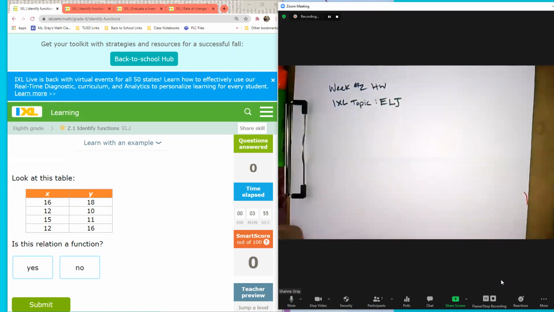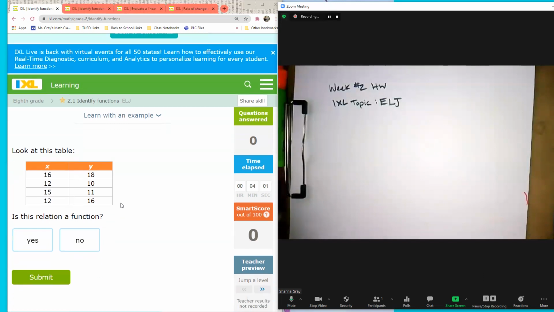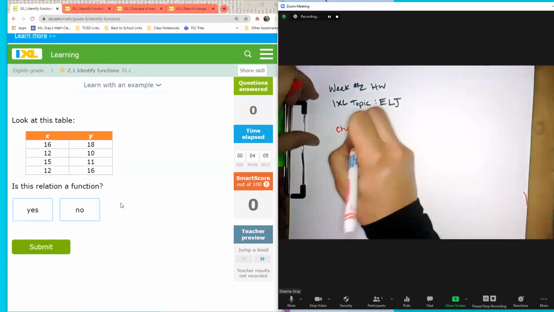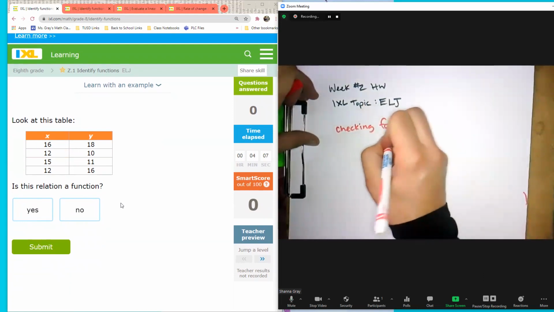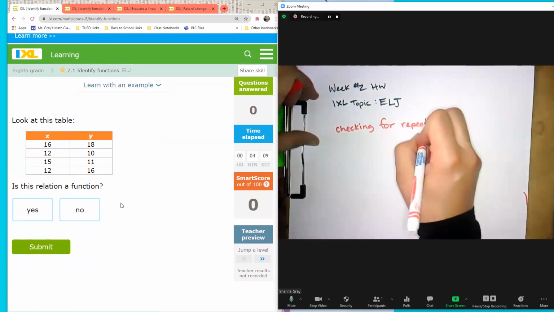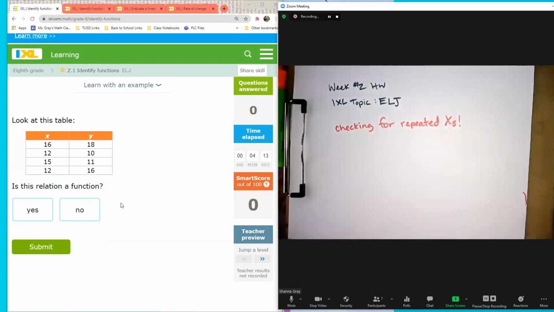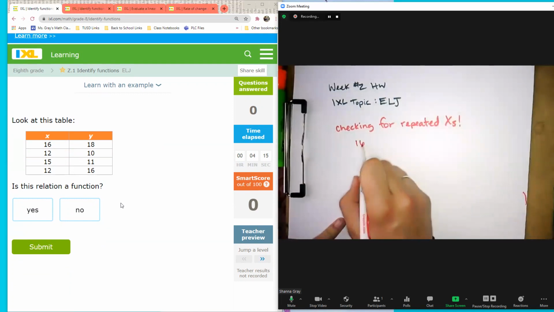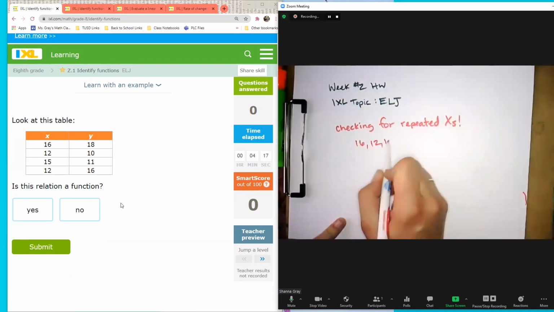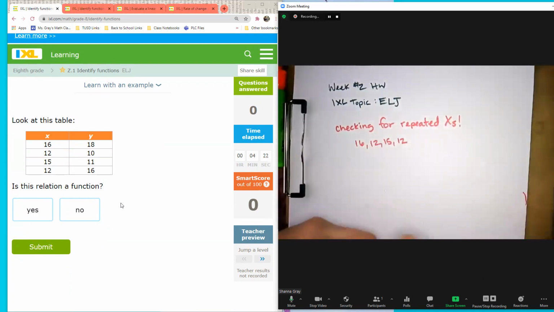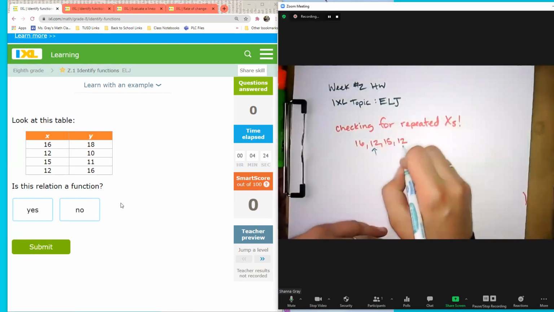The IXL topic for this first screen is ELJ, which is identifying functions, so being able to tell if something's a function or not. It's pretty straightforward. If you look at this first example, it's from a table, and really what you're doing is checking for repeated x's. It's really all you're looking at. So if you look at the x's that you have up there, you have 16 and 12 and 15 and 12, right? So the problem is that this x repeats.